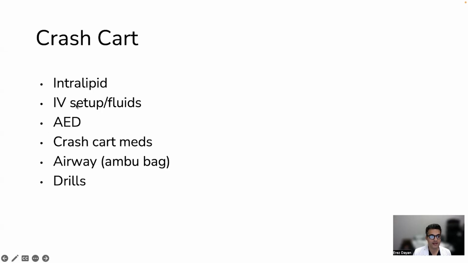Of course, you're going to want to have an AED, basic crash cart meds, an airway, ambu bag. And performing drills is important with your whole staff, so they understand in the event of a cardiac event, for example, everybody knows their role and everybody knows who they would call and what they would do in that scenario.